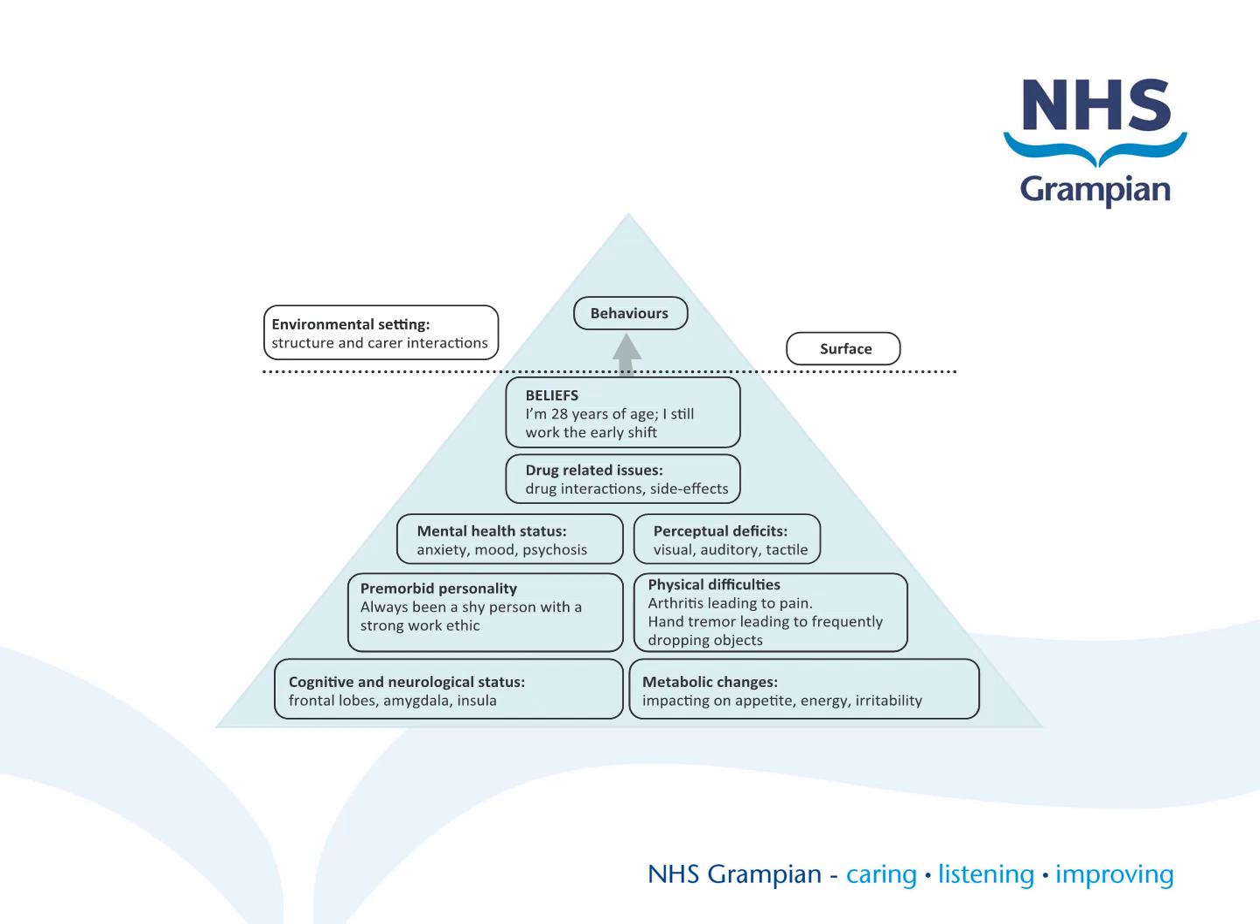We can also consider Robert's pre-morbid personality. So this is us thinking about what was Robert like before he moved into care and before he was diagnosed with dementia. Robert's family have told us that he's always been a shy person with a strong work ethic. They've specifically told us that he would be incredibly embarrassed and agitated if he thought he would be late for work.